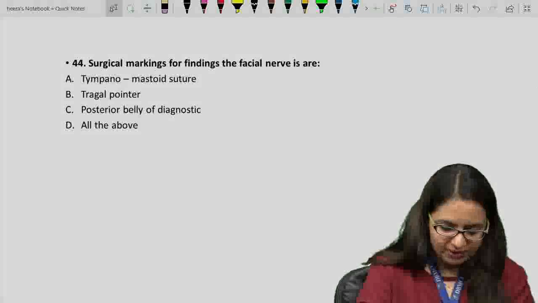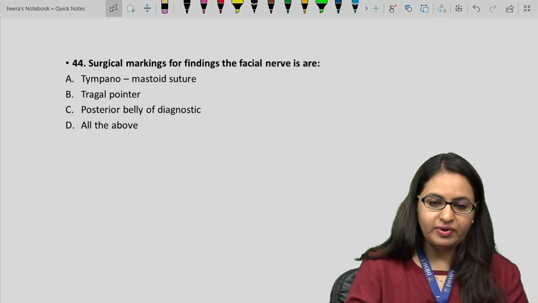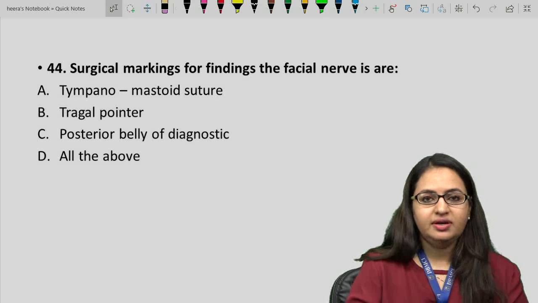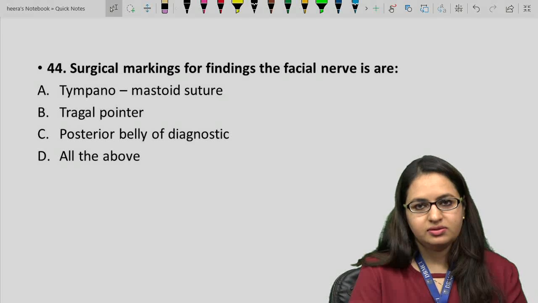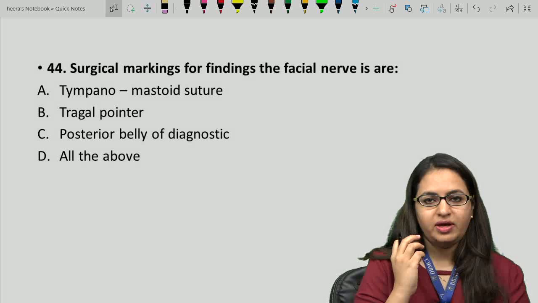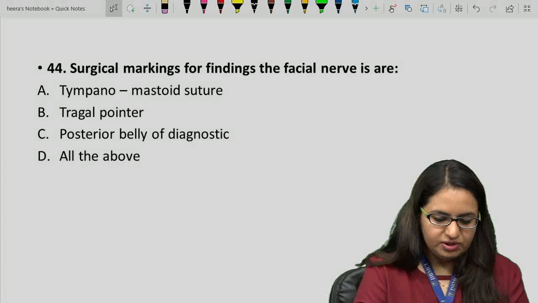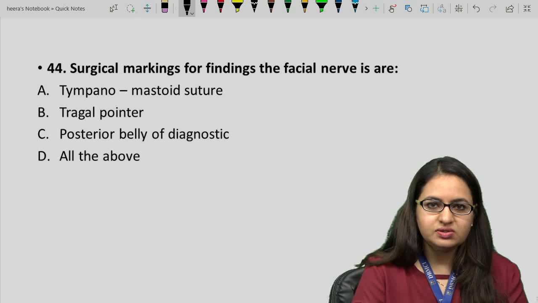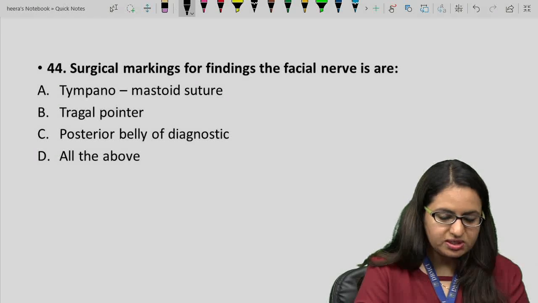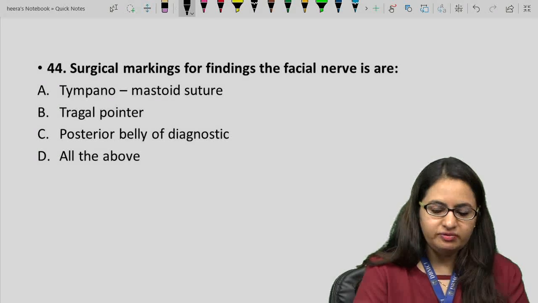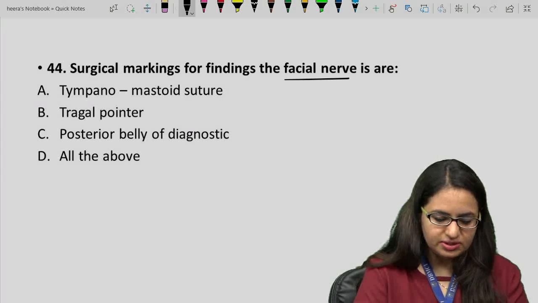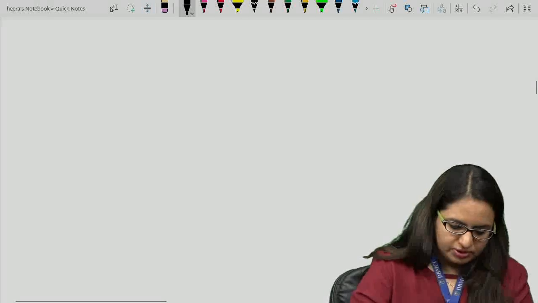Question number 44 says: surgical markings for finding the facial nerve. This is again regarding when we are doing any operation in the parotid region, parotid dissection or parotid surgery. Then we should have some landmarks which are anatomically consistent, as well as easily found, so that we are able to localize the facial nerve during live surgeries.